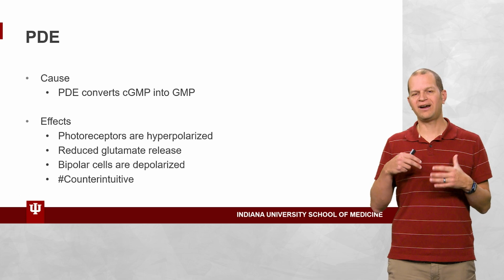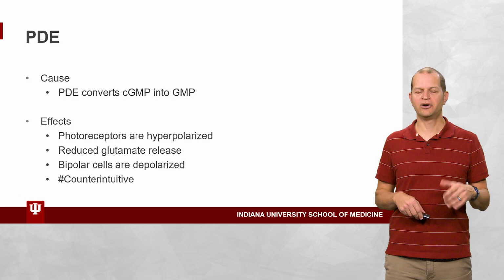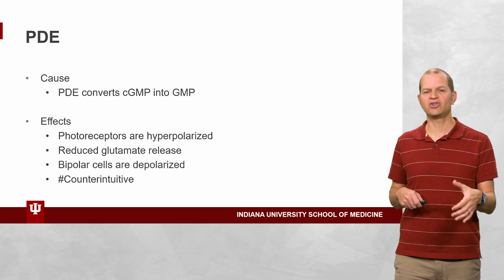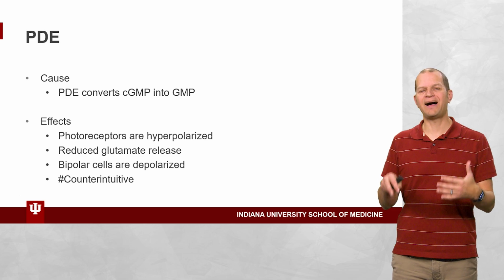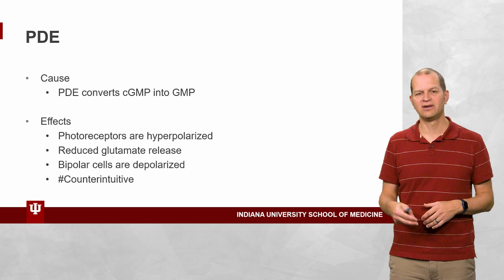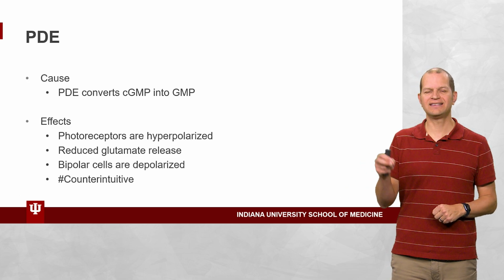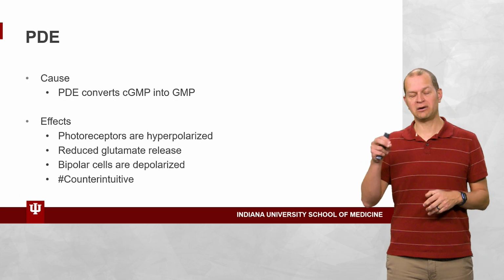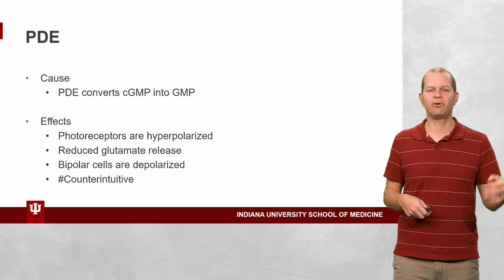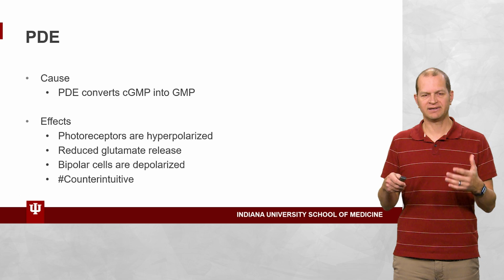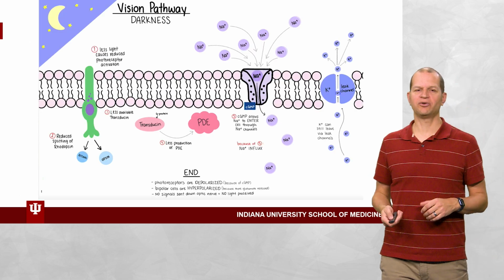When you hyperpolarize any neuron or any cell, it's going to release less neurotransmitter. Okay, so as a result, glutamate release is reduced. Okay, this allows bipolar cells to become depolarized. Remember, glutamate inhibits most bipolar cells. However, in this case, because we're releasing less glutamate, that allows bipolar cells to be depolarized. Again, counterintuitive.